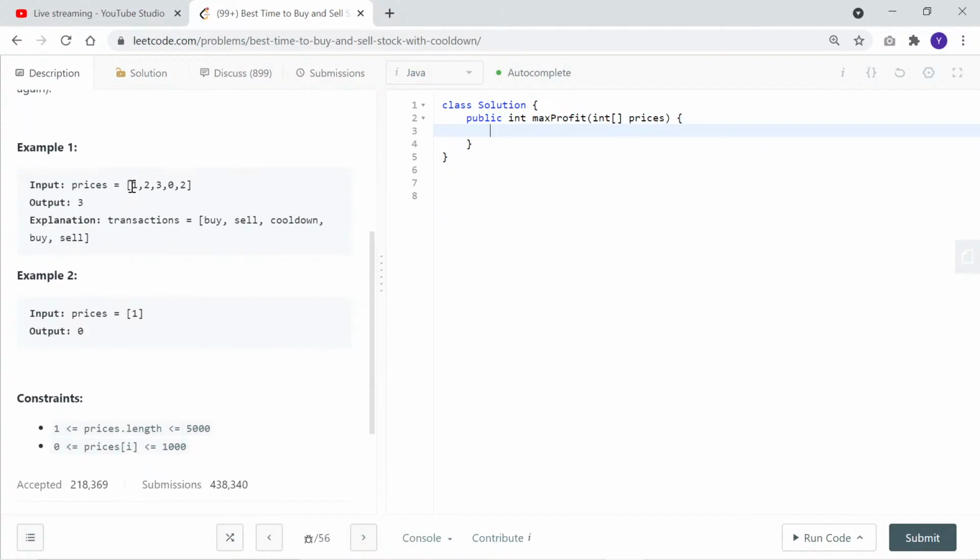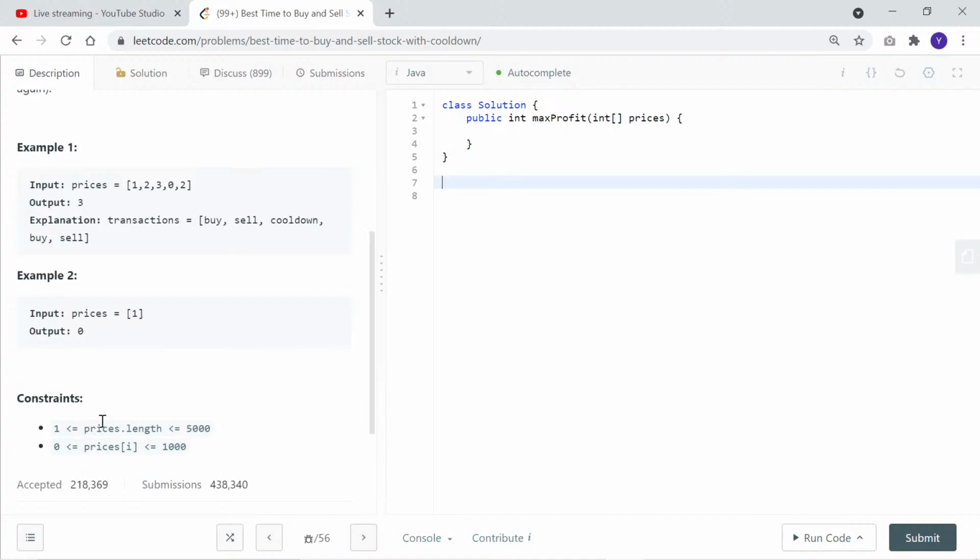So for example one, prices is 1, 2, 3, 0, 2. The answer is 3 because you can buy on the first day, then sell on the second day, and then cool down one day, and then buy on the fourth day and sell on the fifth day. So the maximum profit is 3. The second example has only one price, so the maximum profit is 0.